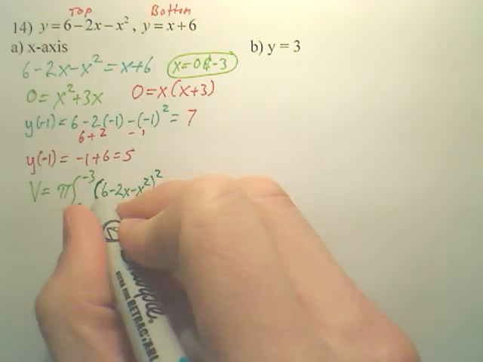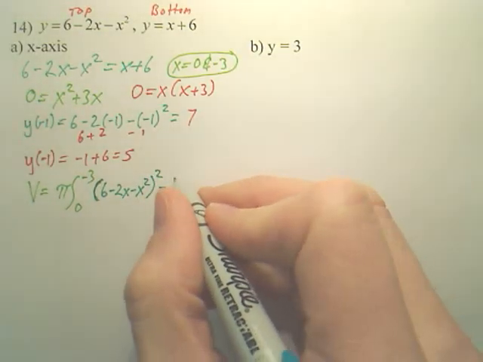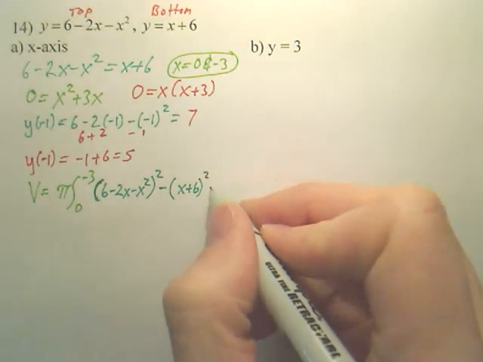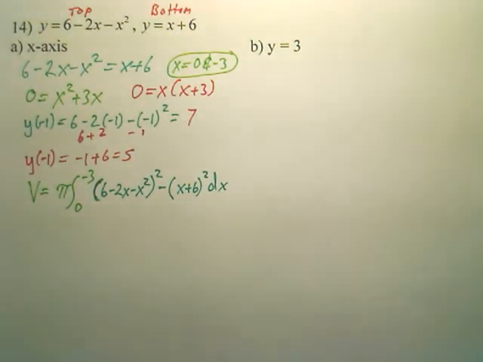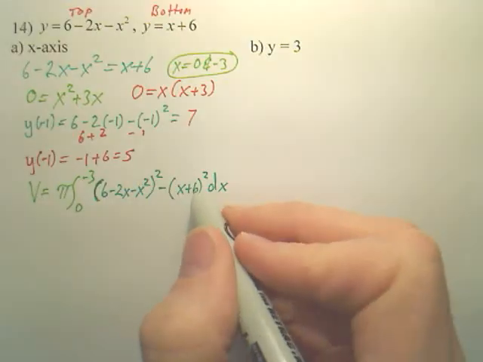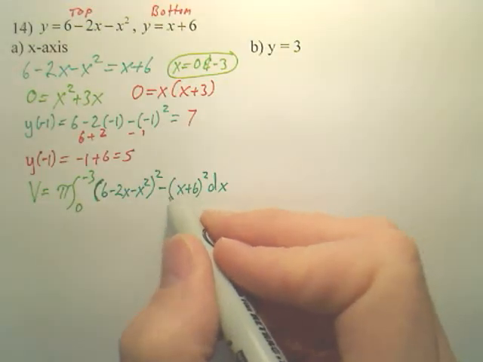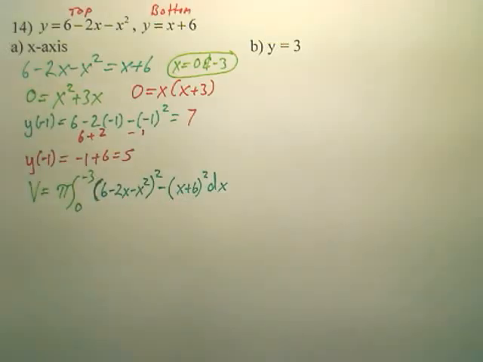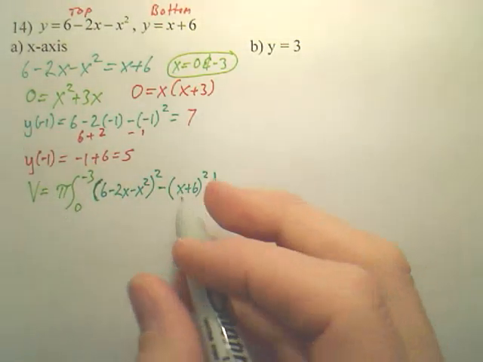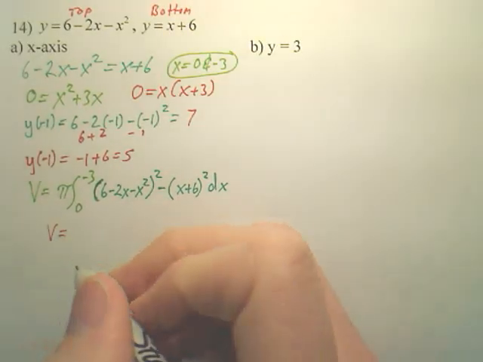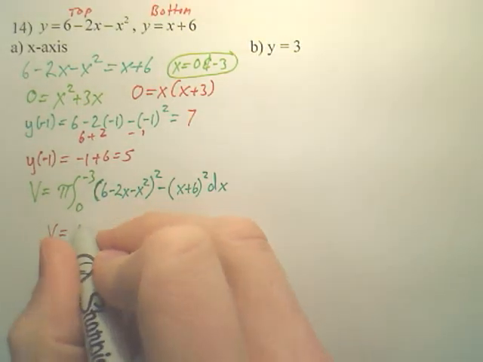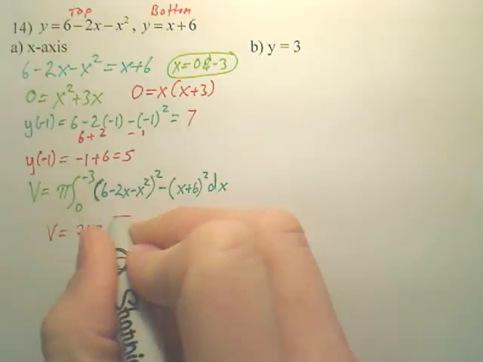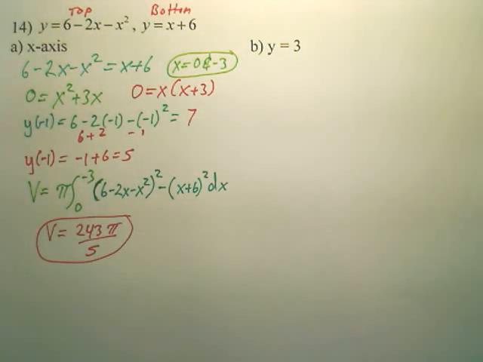That is my outer, minus my inner, which would be x plus 6, and it's dx. So this is my outer arc, this is my inner arc, creating a washer, and the integral will add it all up. If you took the time to do all the math here, your answer for the volume would end up being 243 pi over 5. That would be the volume.